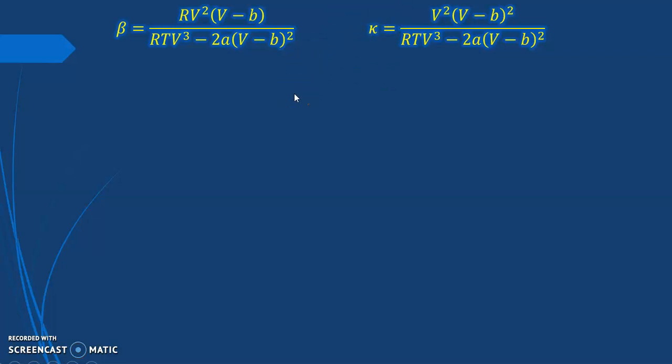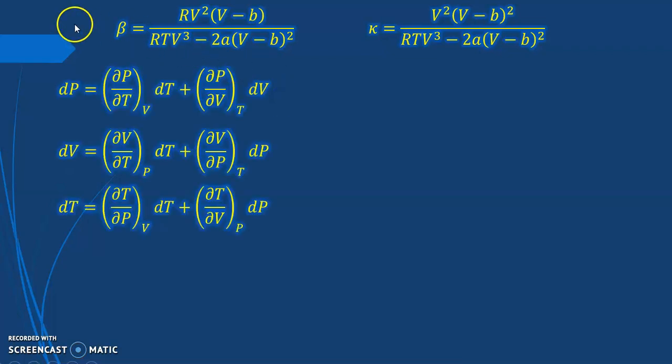In order to calculate the state equation, we have many ways to do that. For example, we can use any of these equations. We can use the differential of the pressure, the differential of the volume, or the differential of the temperature. All of these expressions can be used.